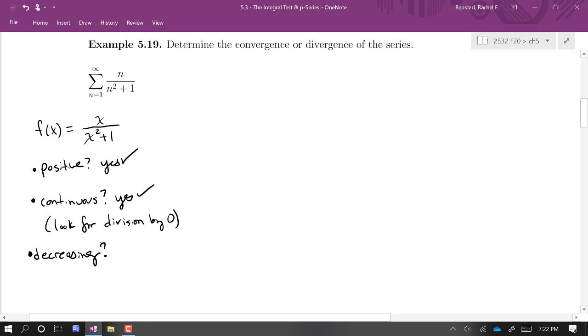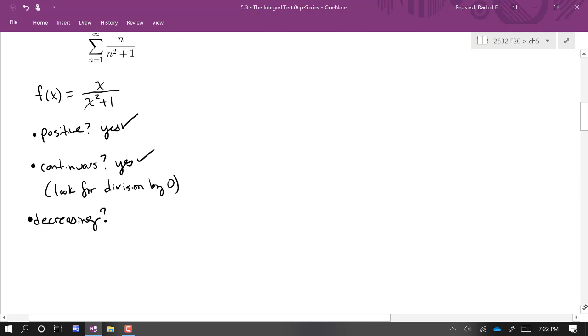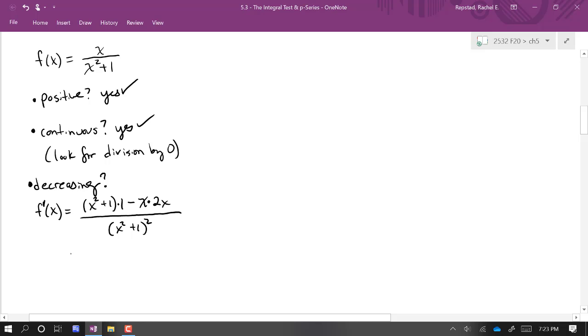But one way to examine a function, to check whether it's increasing or decreasing, is to look at the derivative and see if the derivative is negative. So for f prime of x, we can use the quotient rule. It would be x squared plus 1 times 1, minus f, which is x, times g prime, which is 2x, all over g squared. Simplifying the numerator, we have x squared plus 1 minus 2x squared. That's 1 minus x squared.